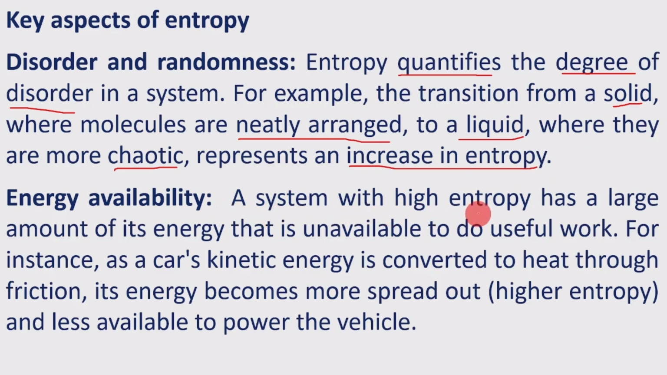Then, energy availability concern, that is how the entropy can be measured. A system with high entropy has a large amount of its energy that is unavailable to do useful work. Here the entropy is higher, then a large amount of its energy is unavailable to do the useful work, and that system is said to have more unavailable energy.